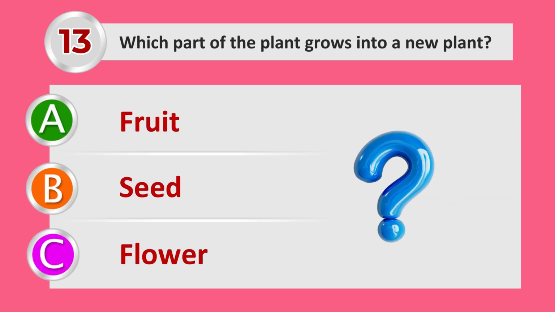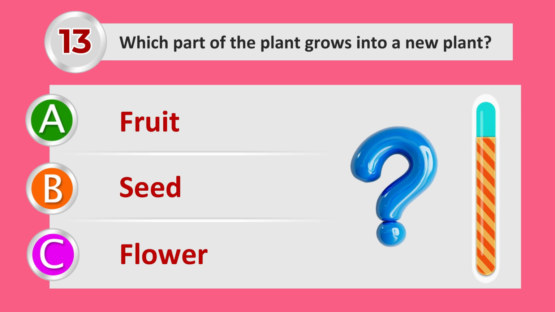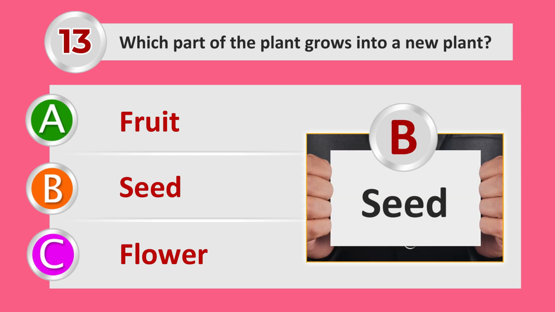Which part of the plant grows into a new plant? A. Fruit. B. Seed. C. Flower. Answer is the B. Seed.